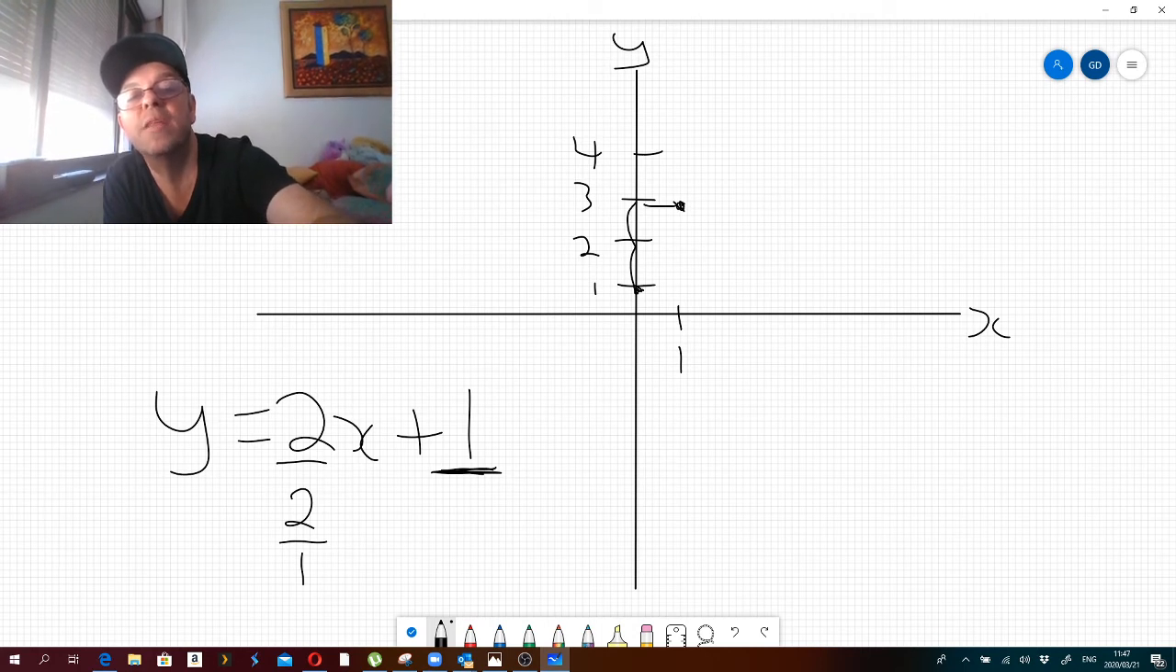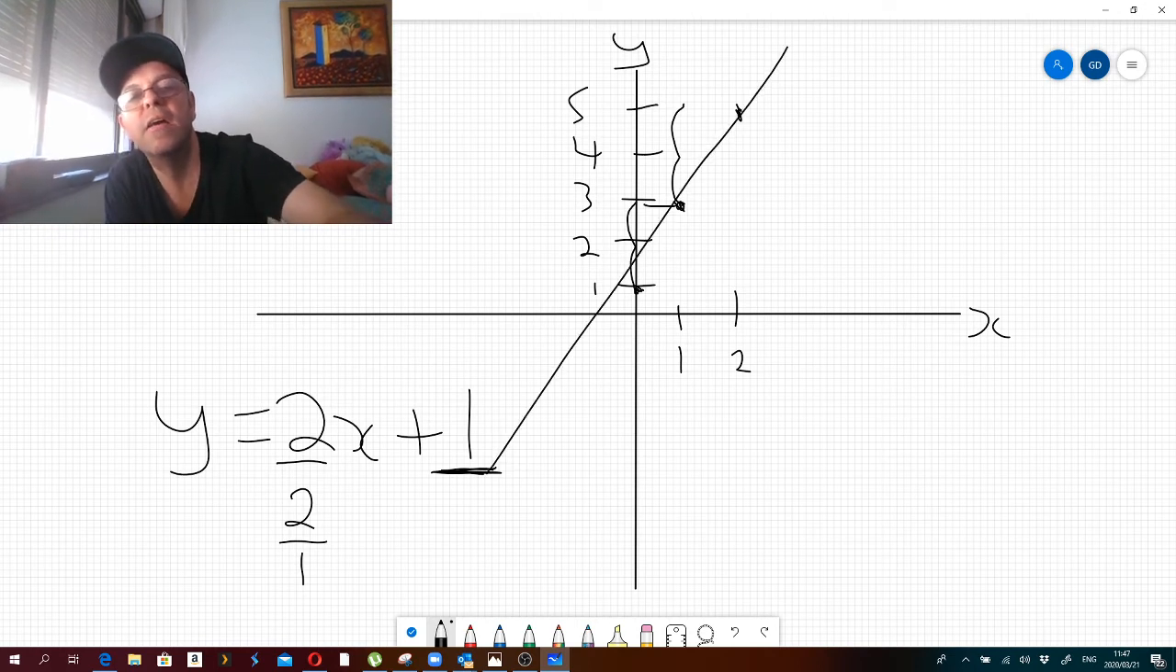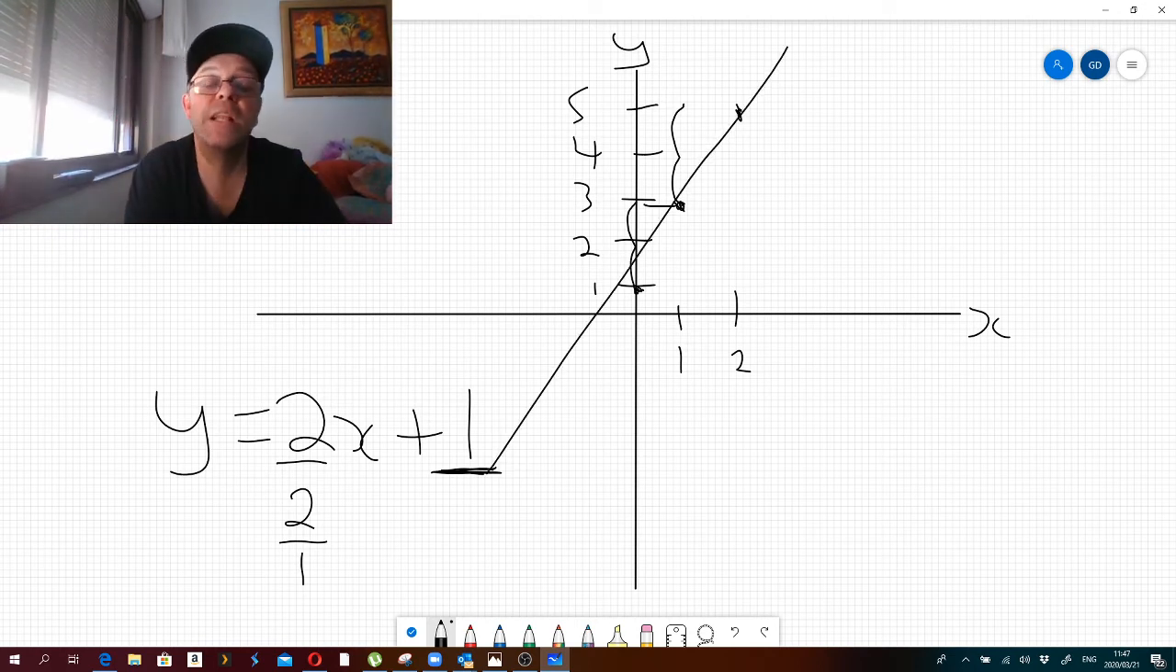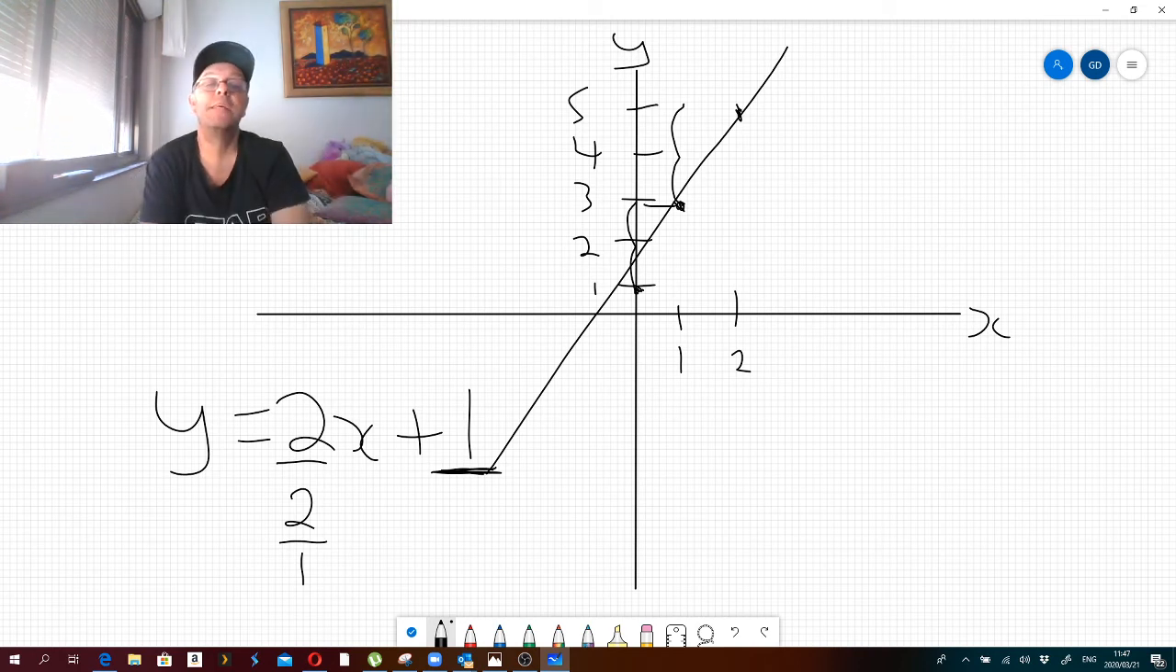And then I can do the same thing. I can move another 2 up. That would get me to 5. And then I'd move 1 across to the 2. Okay, so (2, 5) would be a point on the graph. There's the 2 on the x-axis. This is 5 on the y-axis. You can see those dots are in a straight line, and they would form a straight line, and that would be the graph 2x plus 1.